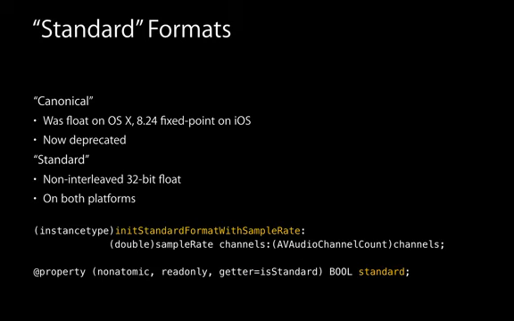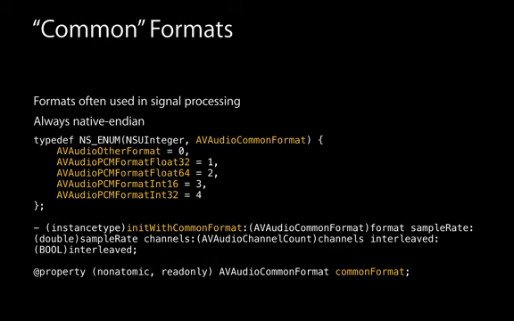We've also provided for using common formats with AVAudioFormat. And we define common formats as formats you would often use in signal processing, such as 16-bit integers, if you've been using that on iOS or other platforms. We also provide for 64-bit floats. It's very easy to create an AVAudioFormat in one of these formats by specifying which one you want, the sample rate, channel count, whether it's interleaved. You can query any format to see if it is some common format or something else using the common format property.